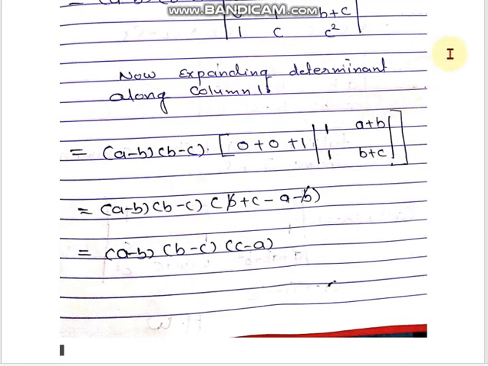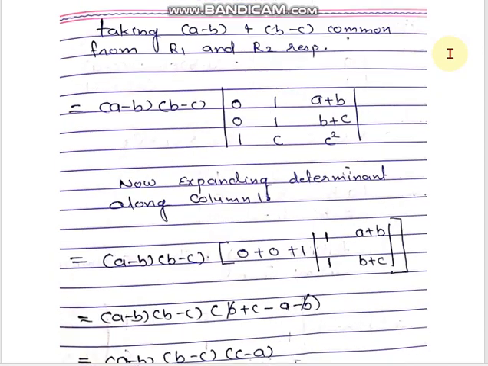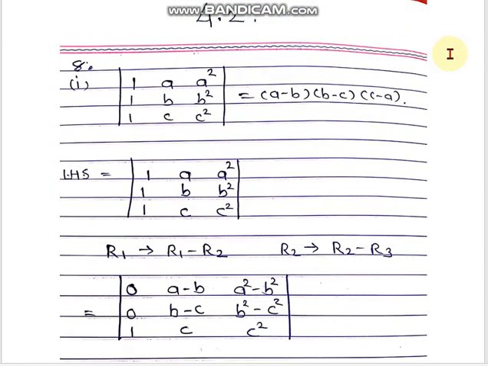LHS is equal to the determinant 1, a square; 1, b square; 1, c square. Now, R1 minus R2 and R2 minus R3. So 1 minus 1, 0. Then we have a minus b, a square minus b square. Then again 1 minus 1. So we are subtracting row 3 from row 2. So 0, b minus c, and b square minus c square.